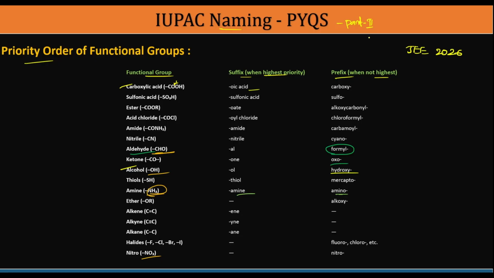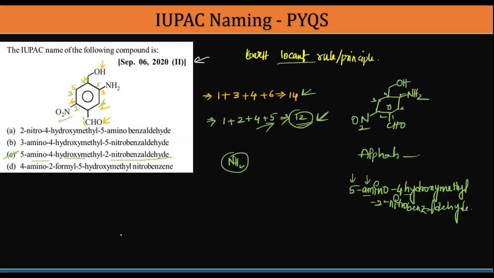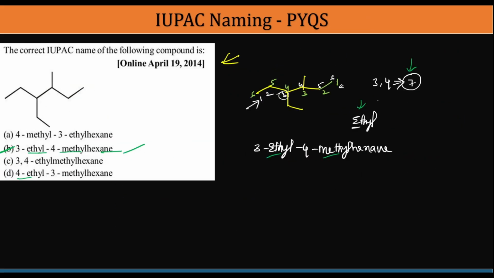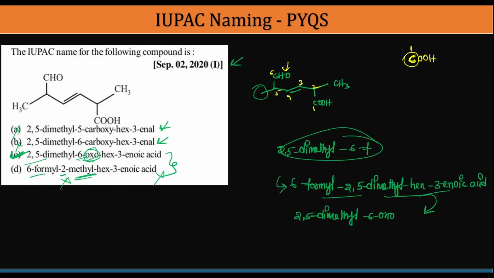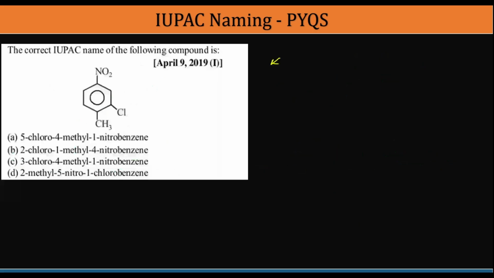So these are the questions. I have explained to you the priority order of functional groups. You just look into this once, and I have already discussed all these questions. If you haven't seen that particular video, I'll give the link in the description box. You can just check that out. So let's start from over here.